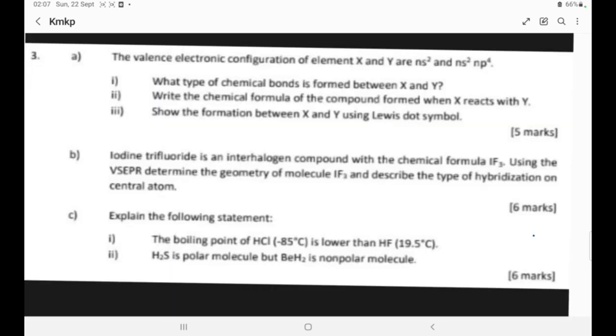And we move to question B. Iodine trifluoride is an interhalogen compound with the chemical formula IF3. Using the VSEPR, determine the geometry of molecule IF3 and describe the type of hybridization on the central atom.